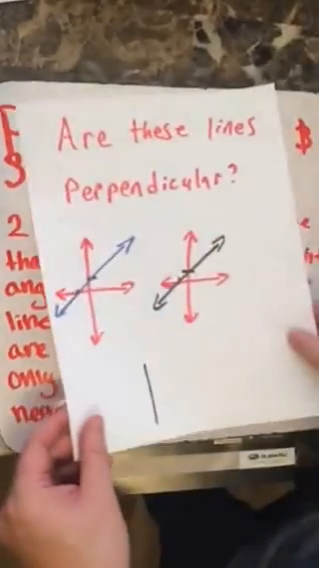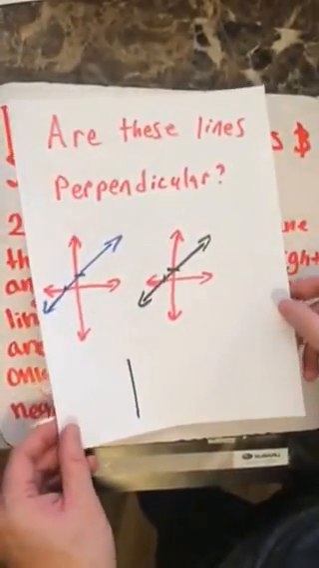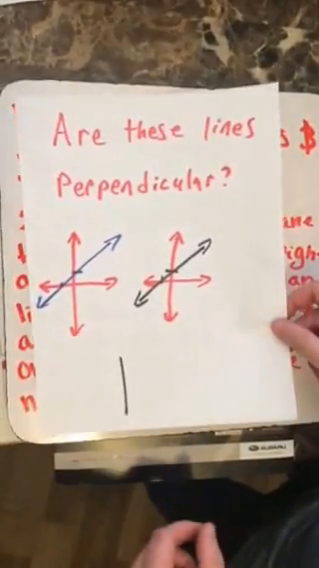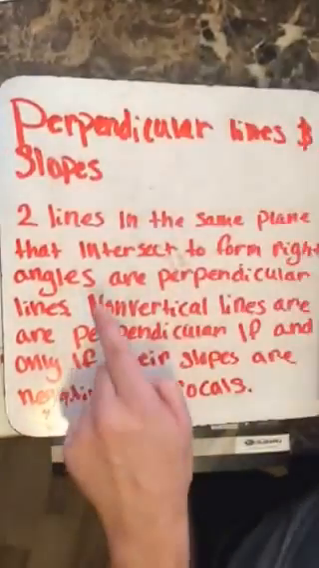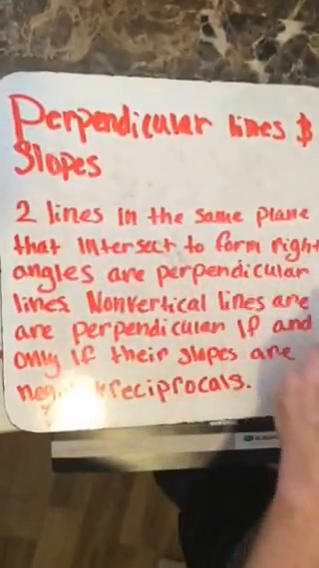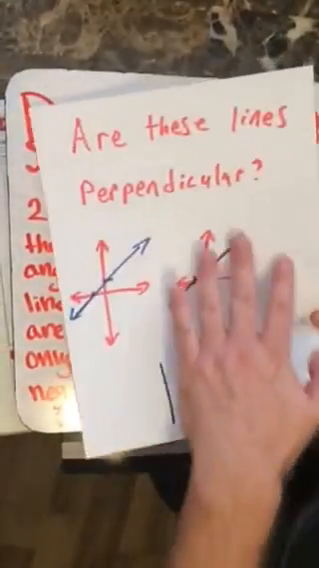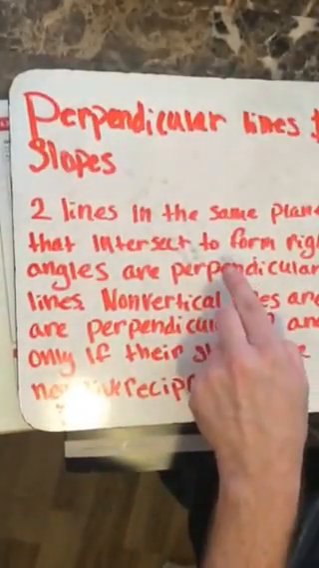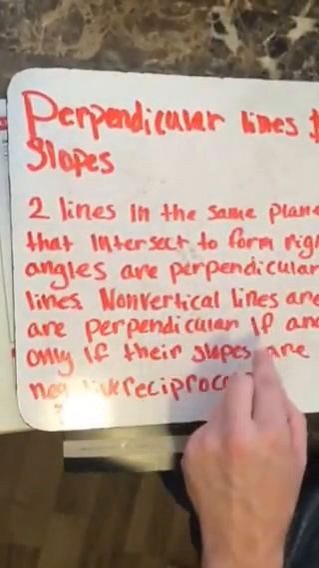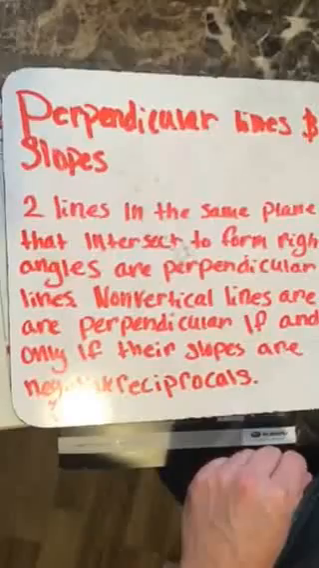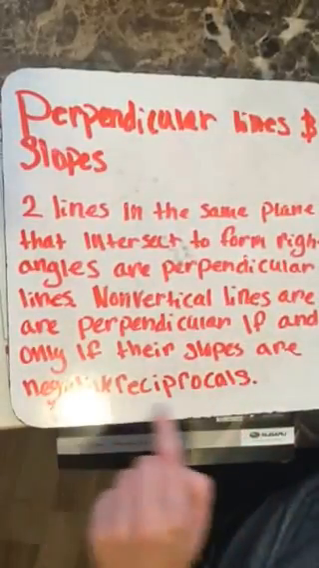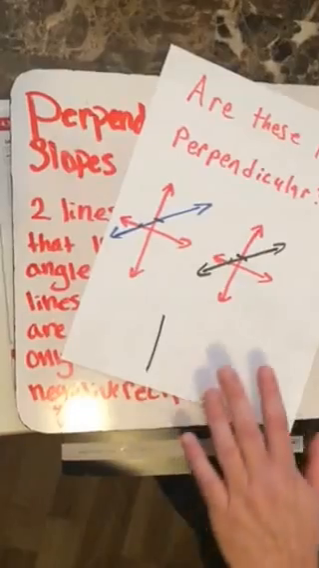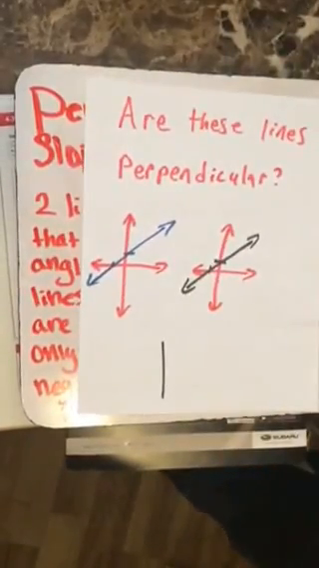So looking at this, let's see if it fits our definition. Are these two lines perpendicular? Going back, it says they have to be in the same plane, and they are. But they have to intersect to form right angles, or their slopes have to be negative reciprocals. Well, these aren't right angles. I can tell by just looking. To be a right angle, it has to be a 90-degree angle.